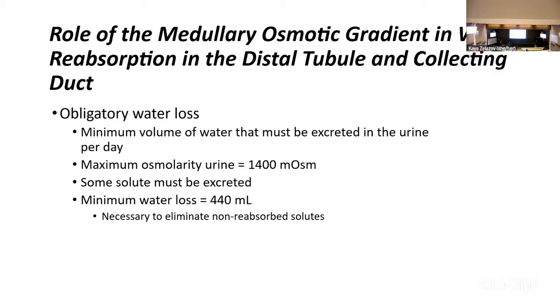So that maximum osmolarity matches the kidney, 1400 milliosmoles, and our minimum water loss, so the minimum volume of urine that you should be excreting per day from the kidneys as urine anyway, is going to be 440 milliliters.